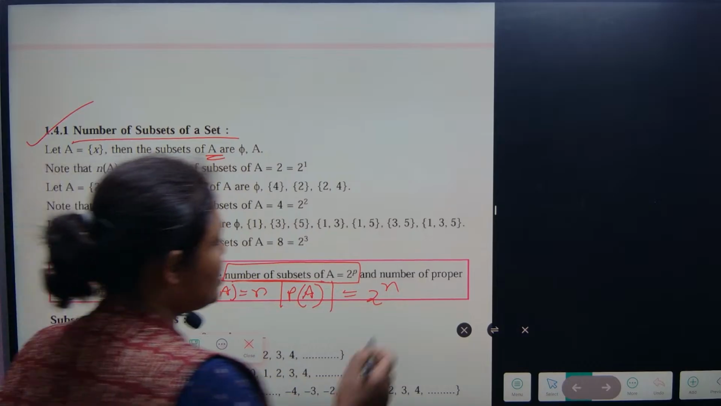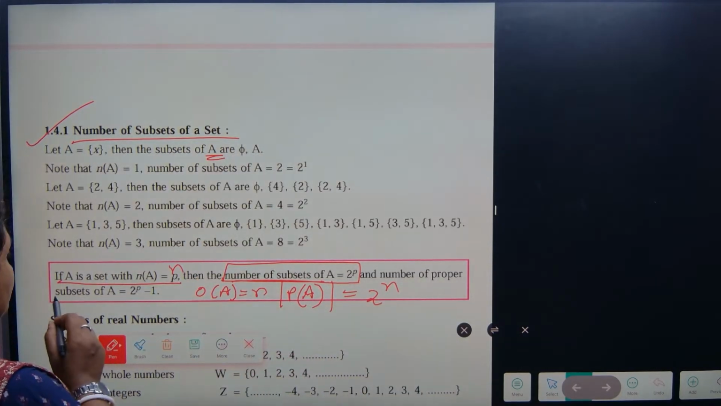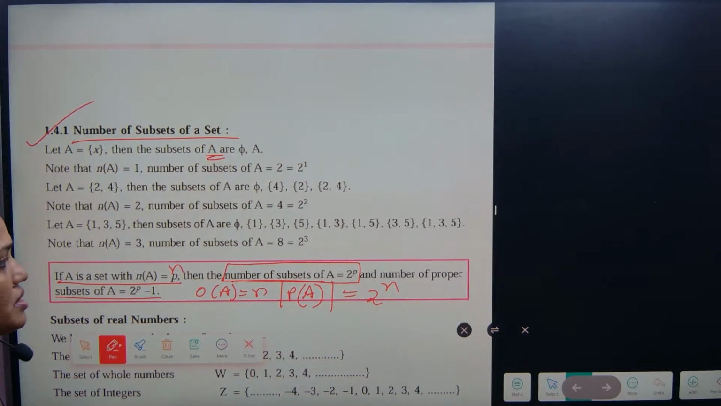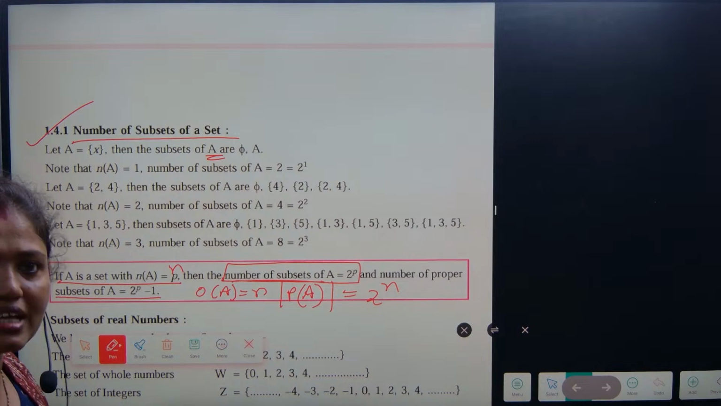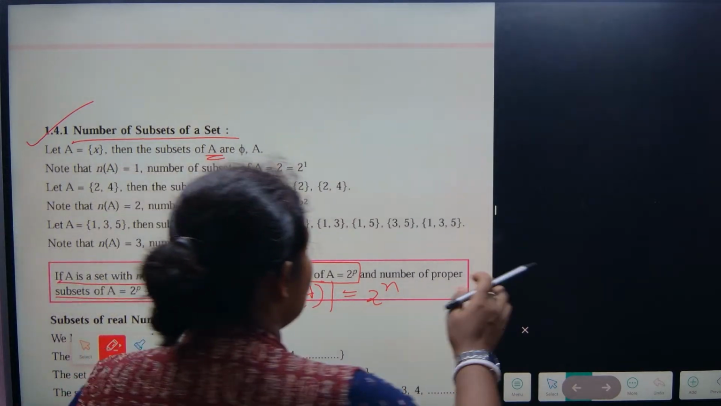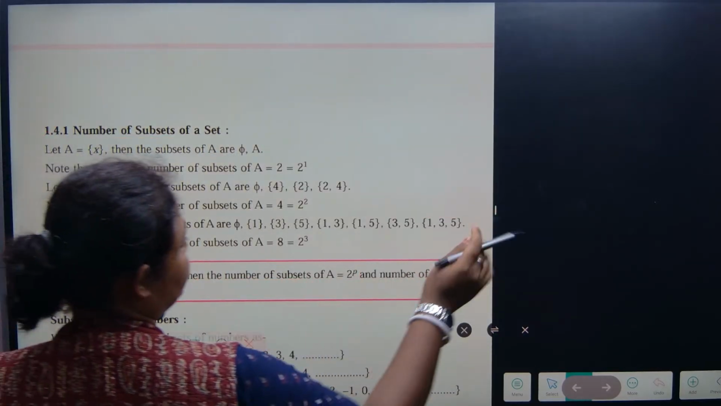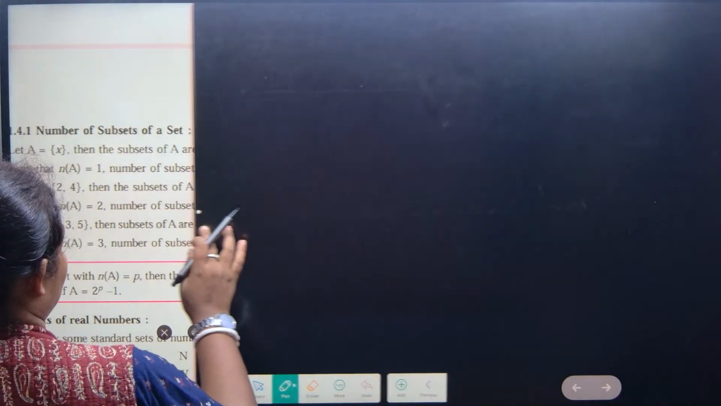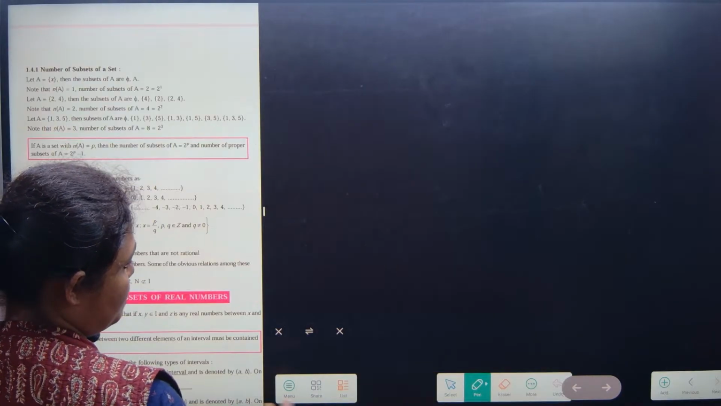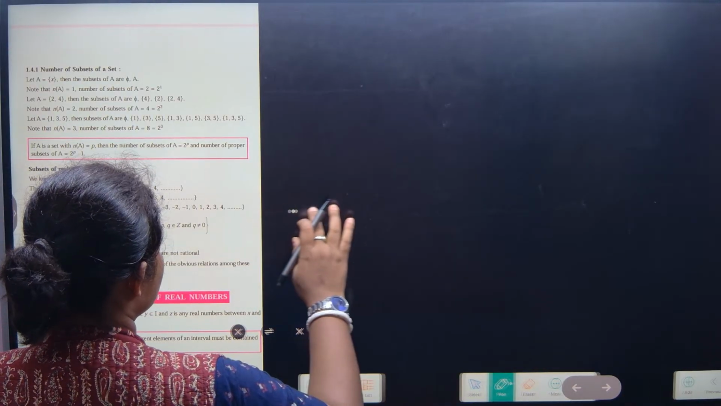Okay, and the number of proper subsets. So let us first make subsets of a set. Okay, let us make subsets of a set.